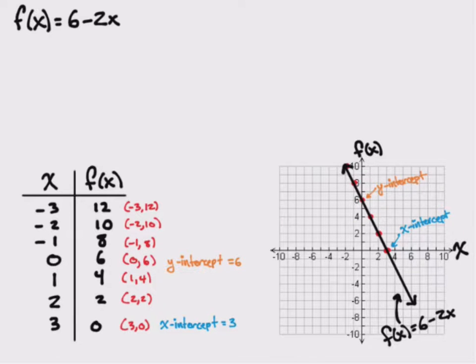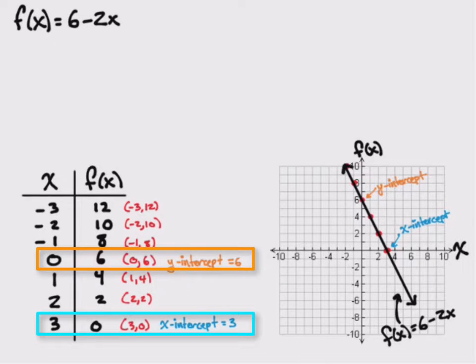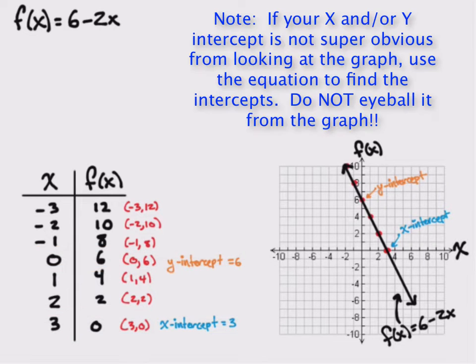Once again, we found that our ordered pairs created a line. When we connected that line, we find our x and y-intercept. Once again, they both happen to be ordered pairs that we had found originally. One note is that if your x or y-intercept isn't very, very obvious from looking at your graph, do not eyeball it, do not make an assumption, then use the equation to find your x or y-intercept. In this case, we were all good to go.